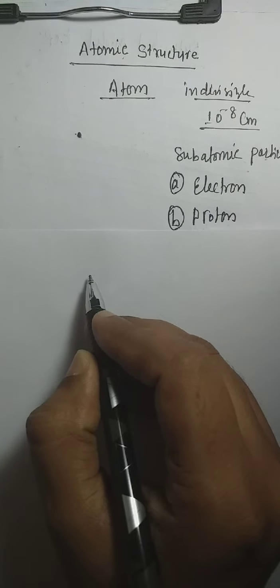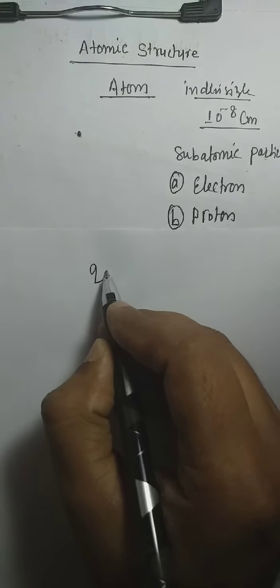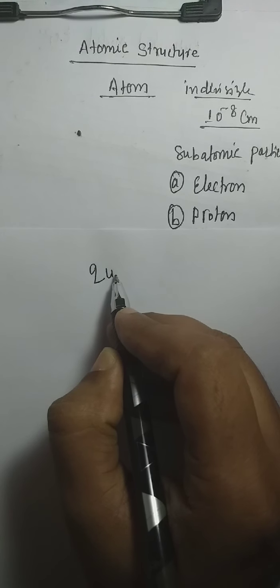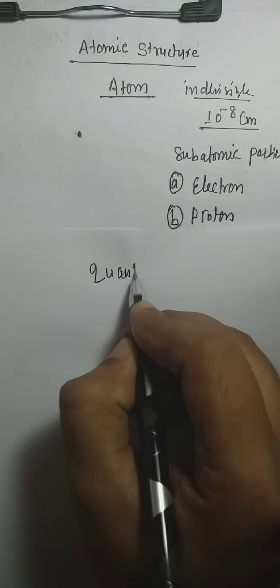Today we continue the chapter on atomic structure. Our important topic today is quantum numbers. In this topic, we will get an idea of how we think about the exact location of an electron.